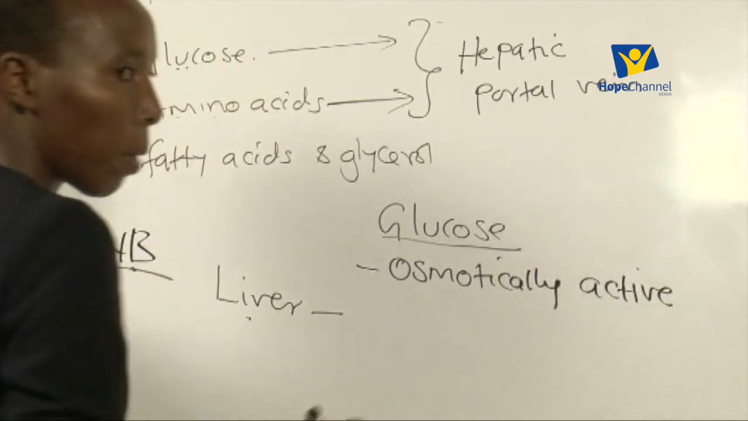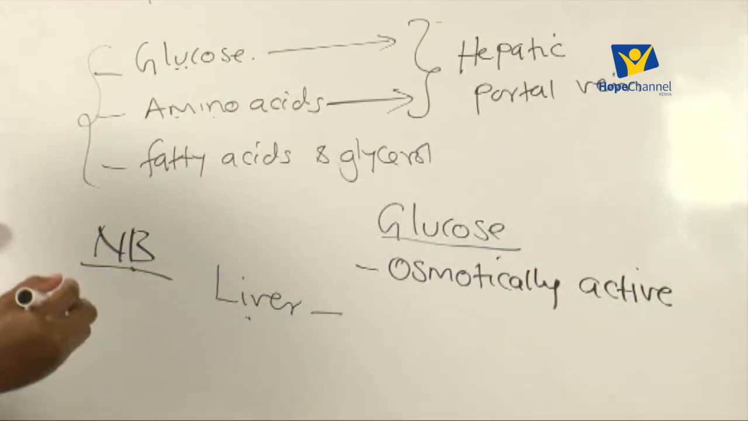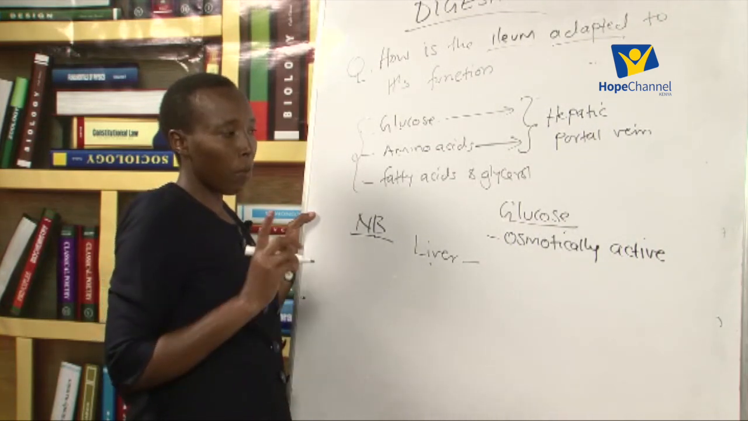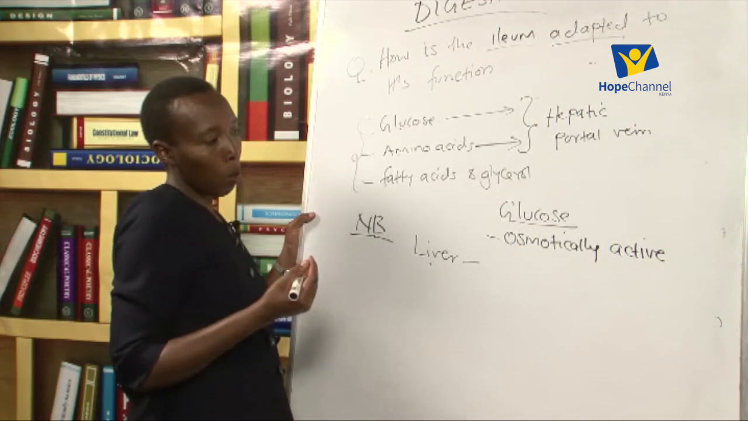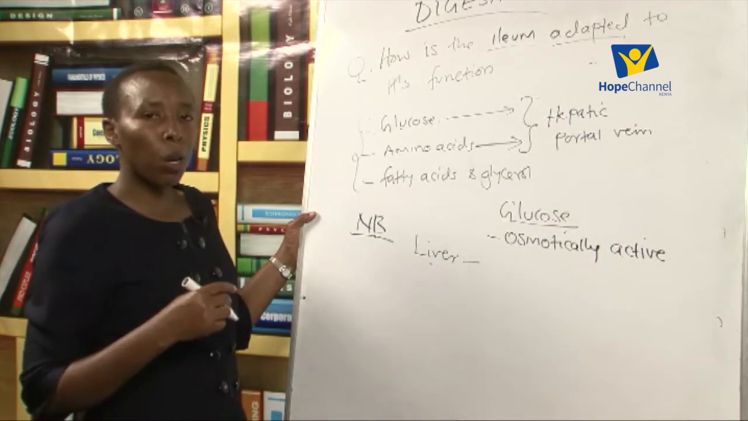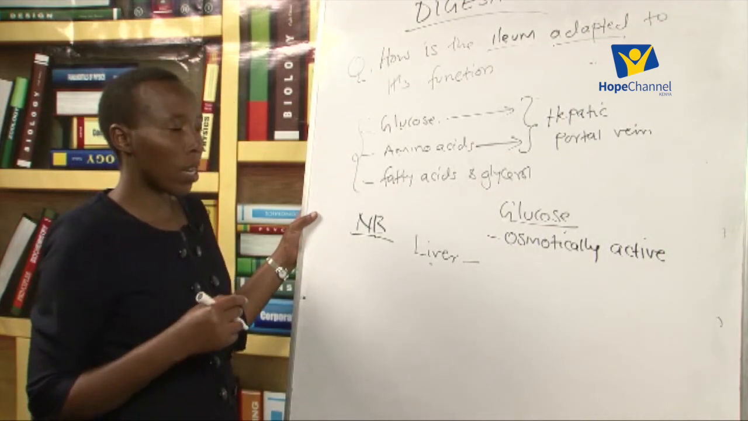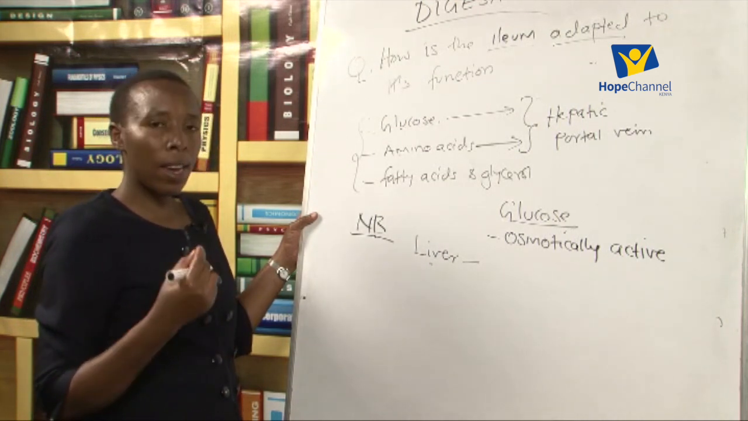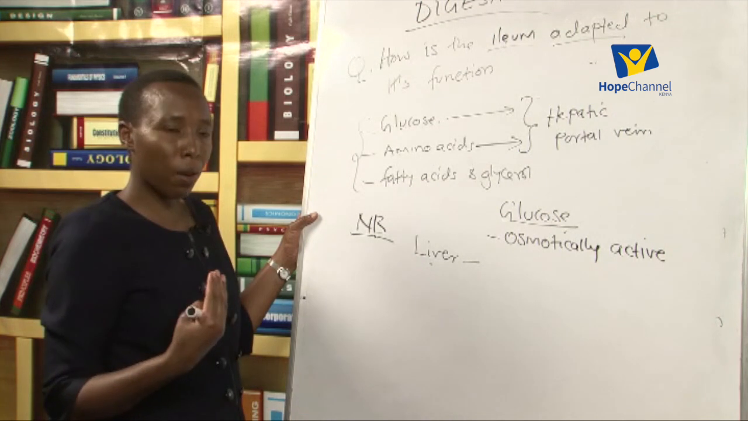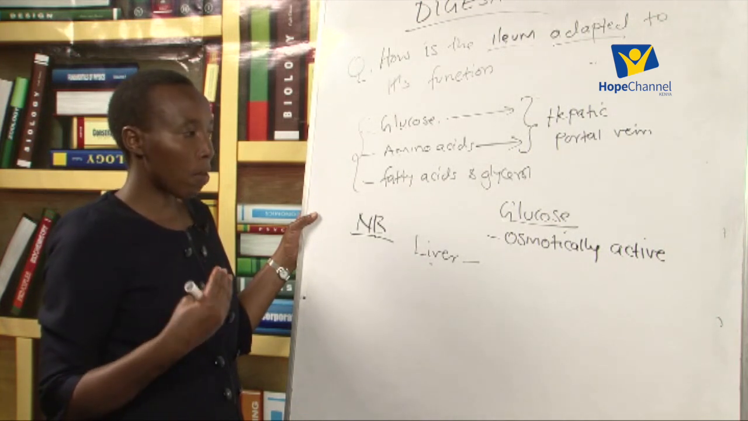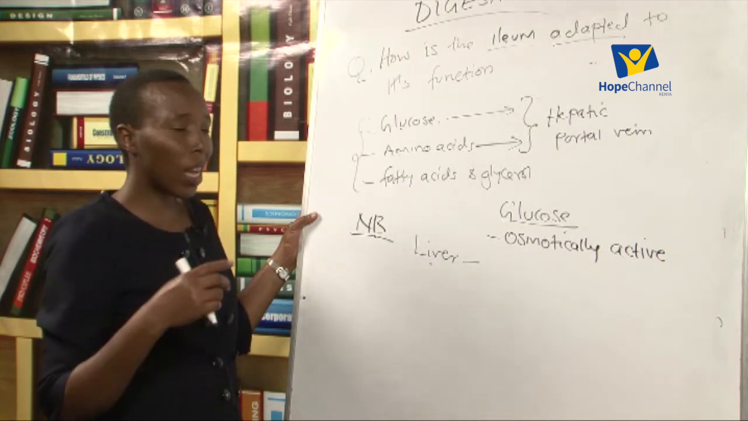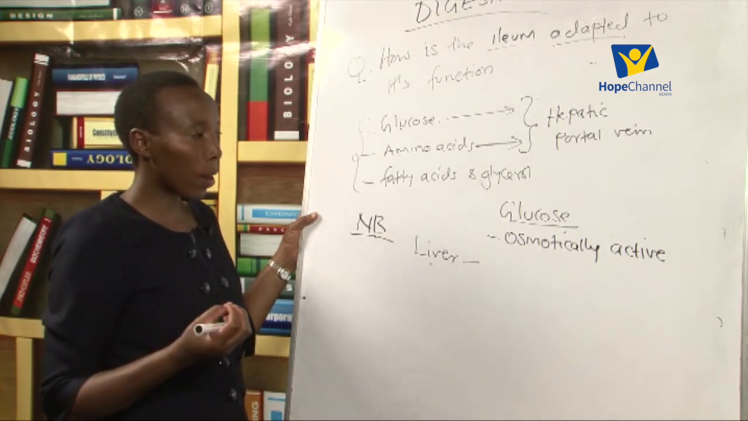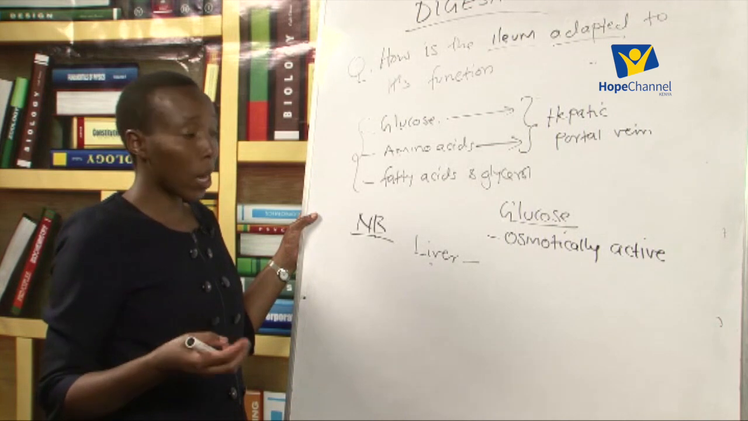So what does that mean? It raises the osmotic pressure within the body fluids. And if you are very keen, there is a time we were discussing osmoregulation, that for cells to function properly, they need a constant environment. Otherwise, if the osmotic pressure is high within the cells, remember we say that the cells will draw in water, they will swell, they will burst.